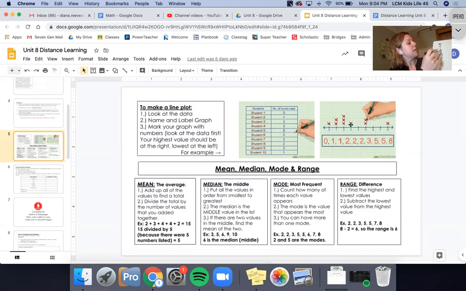So 5, 6, 7, 8, 9, 10, 11, 12, 13, 19, 20, 21, 22, 23, 24, 25, 26, 27, 28, 29. Okay, 29. That's my total, all of the numbers of books read together. The mean is the average.